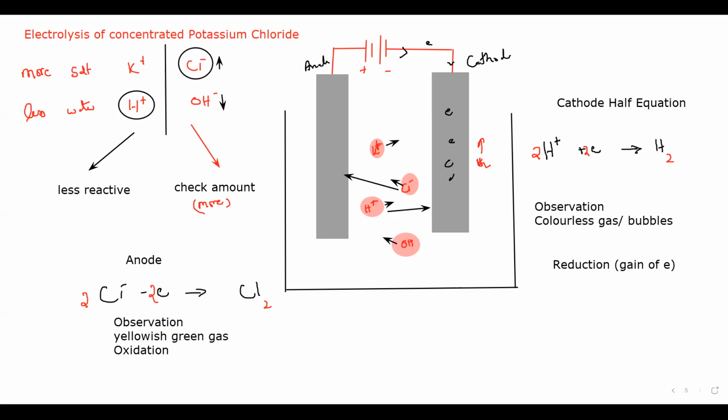And what happened to the electrolyte? What will be the change in the electrolyte? As we know, hydrogen ions are being removed, Cl ions are being removed, and we are left with potassium and hydroxide ions only. So the electrolyte will turn into potassium hydroxide, KOH.